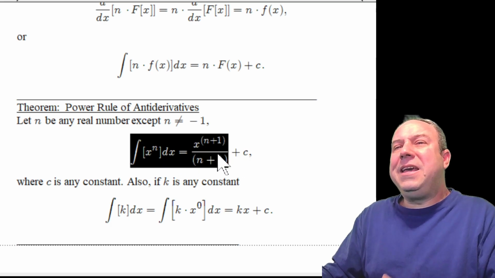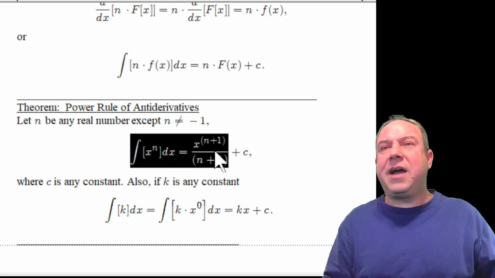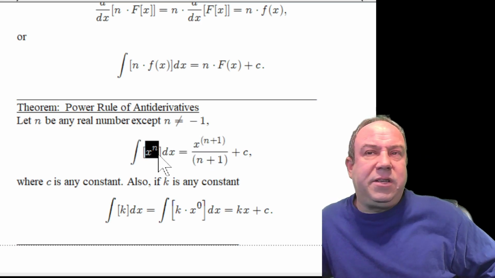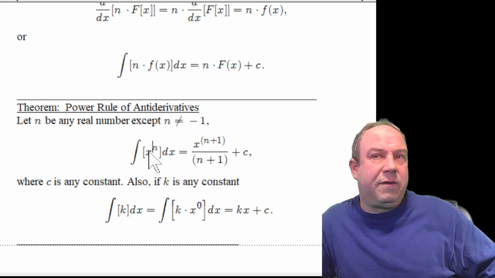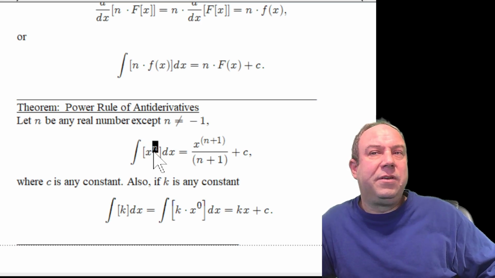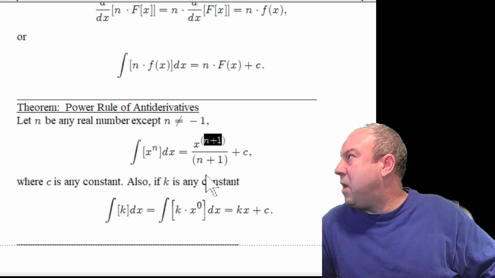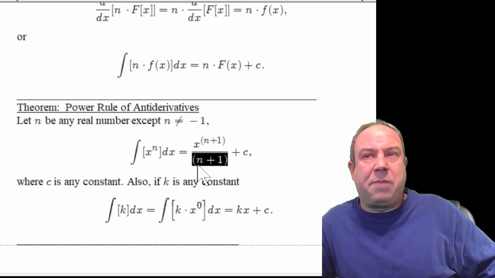Right? It is the power rule for antiderivatives. It tells us how to find the antiderivative for the power of some function of x, or of the function x itself. That power, n, increases by 1 to become n plus 1, and then we divide by that new power. We divide by n plus 1.